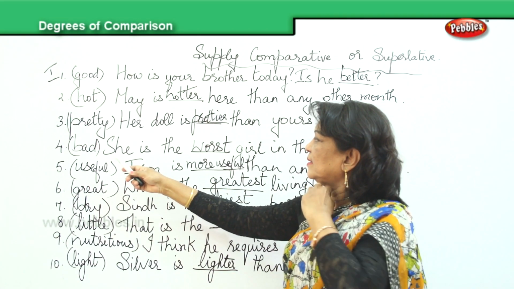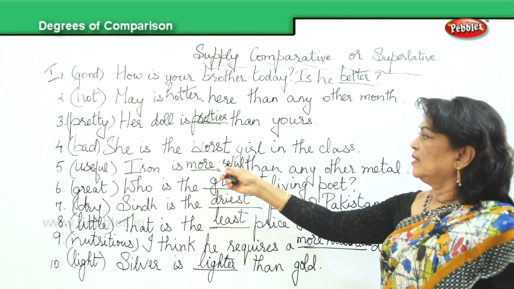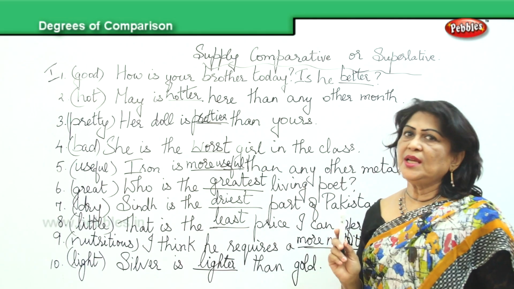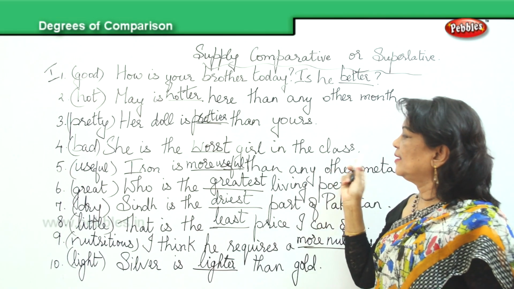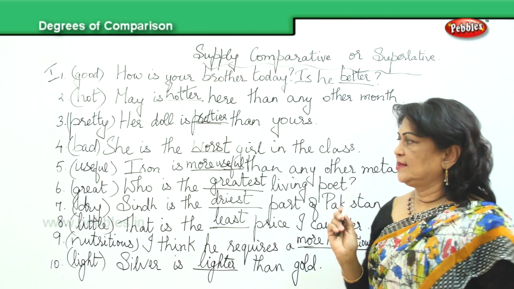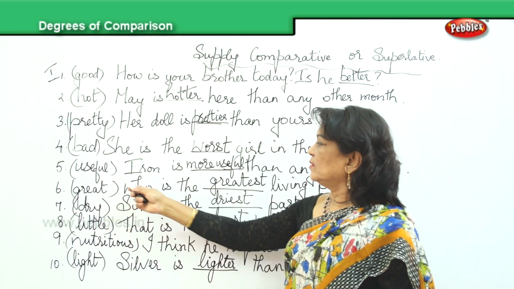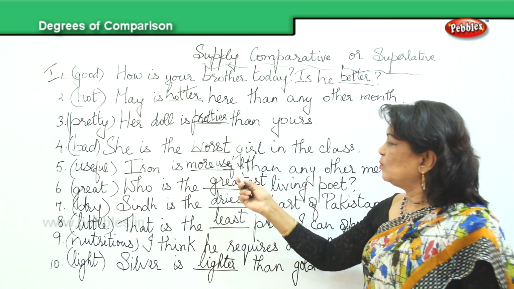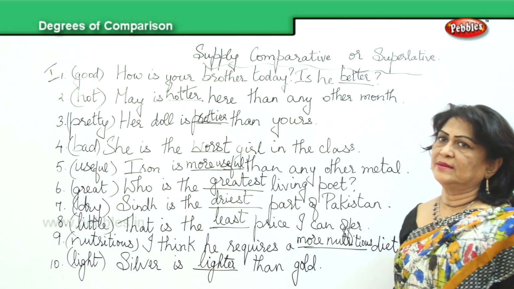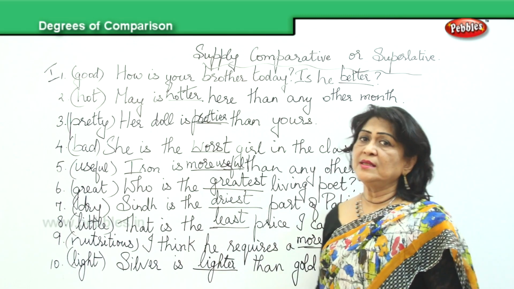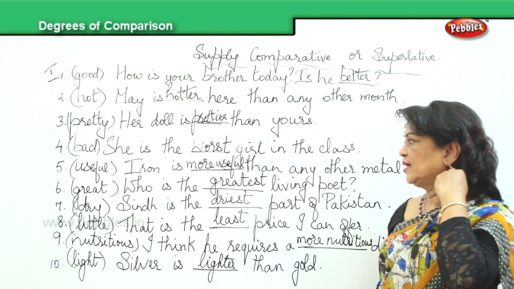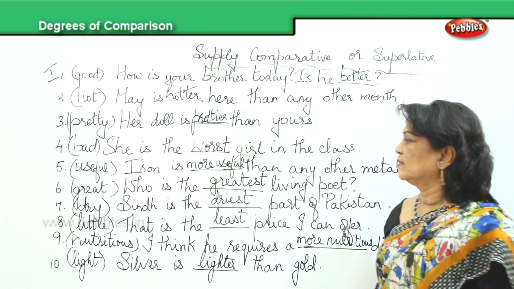Bad. She is the worst girl in the class. Bad, the superlative degree is worst. Useful. Iron is more useful than any other metal. It takes an irregular comparison, and the comparative degree is more useful.